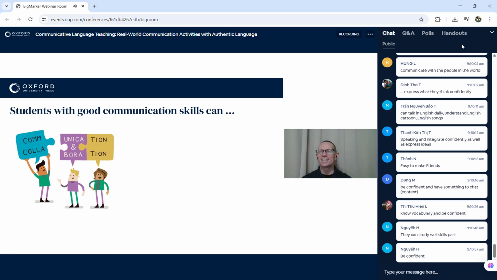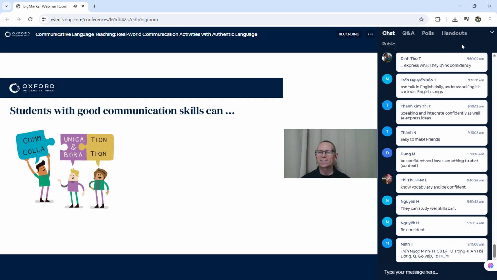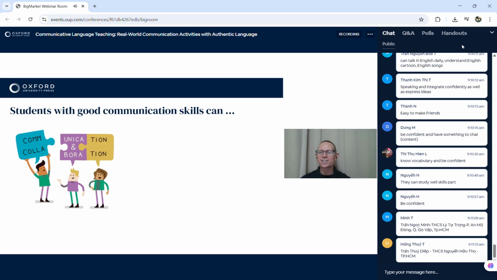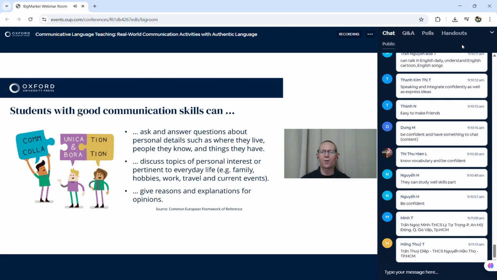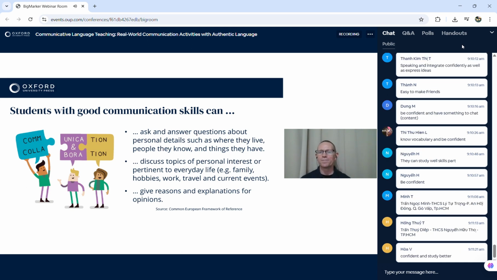So great ideas there. Thank you very much to those of you who have shared. Sorry, I don't have time to read out everybody's ideas. We're getting a lot of ideas coming through the chat box now. But I'd like to share some ideas that come from the Common European Framework of Reference. And these touch on a lot of the topics that many of you have mentioned. These are from the descriptors at A1, A2, and a little at B1 levels.